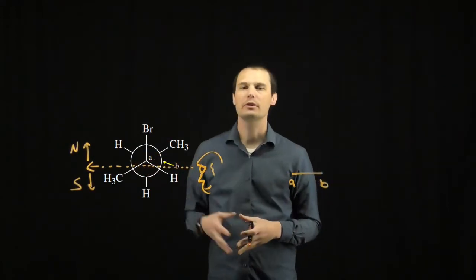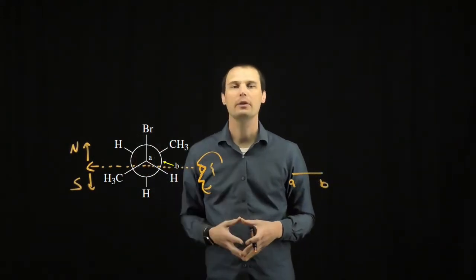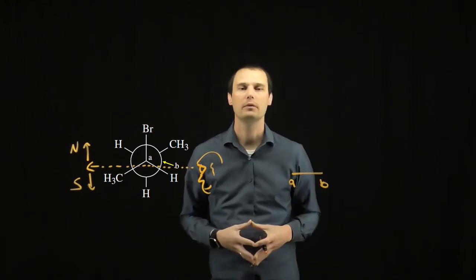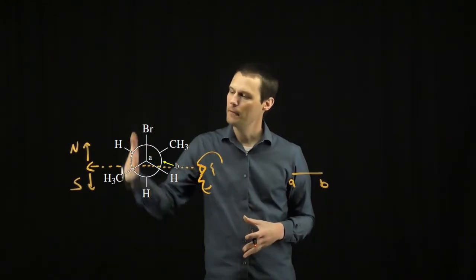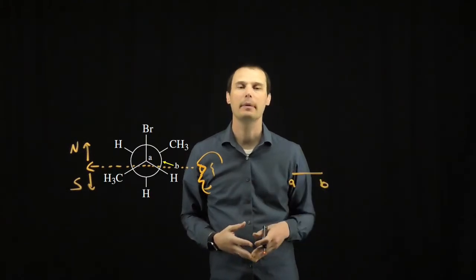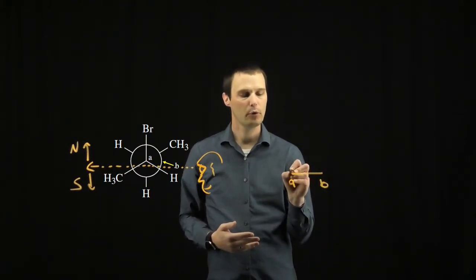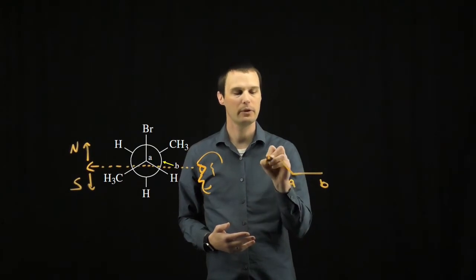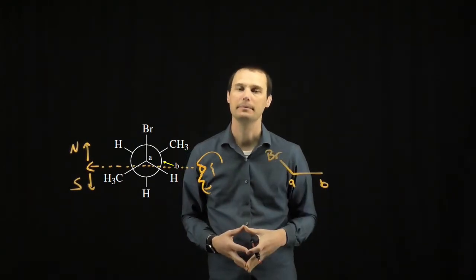Looking at the substituents on carbon A, the bromine is pointed up into the northern hemisphere, so it will be in the northern hemisphere of our new line angle structure. And it's on the vertical axis of our line angle structure. That means it will be an in the plane bond in our new line angle structure. Bromine then will be attached to carbon A in the northern hemisphere on an in the plane bond.